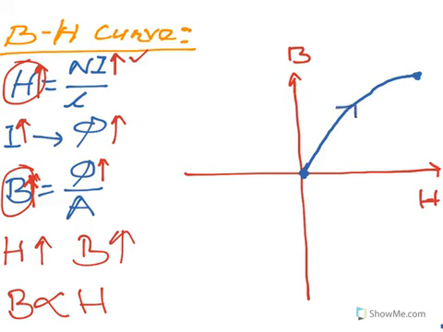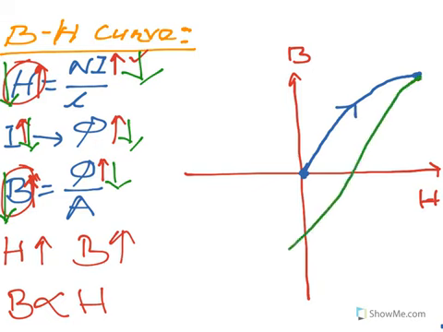In the same way, in reverse, if the current decreases, H decreases, and ultimately B decreases. So with the decreasing of H, B is decreasing. But the interesting thing is that it does not follow the same path. Rather, at the time of decreasing, it follows a different path like this. If you decrease some more, it goes like this, and again goes to the negative saturation.